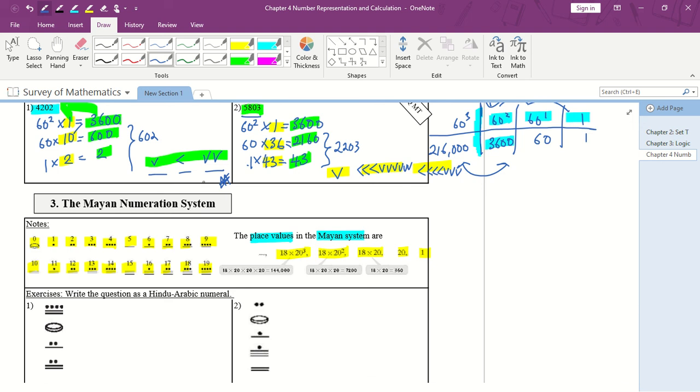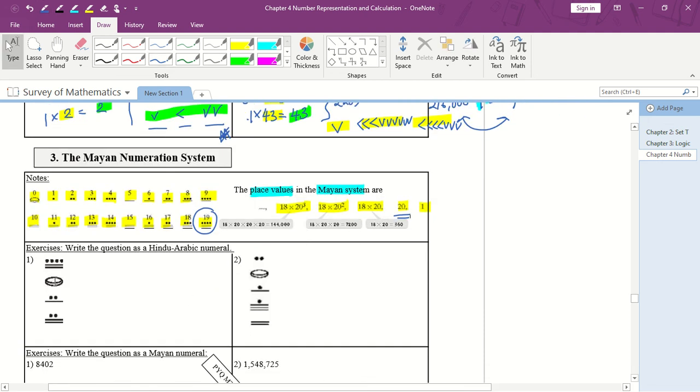Coming back to the question, why is it only until 19? Because the second place value is 20. That means when it comes to 20, you can just write the 1 there, and then it will become 20. Without further ado, let's try the question.